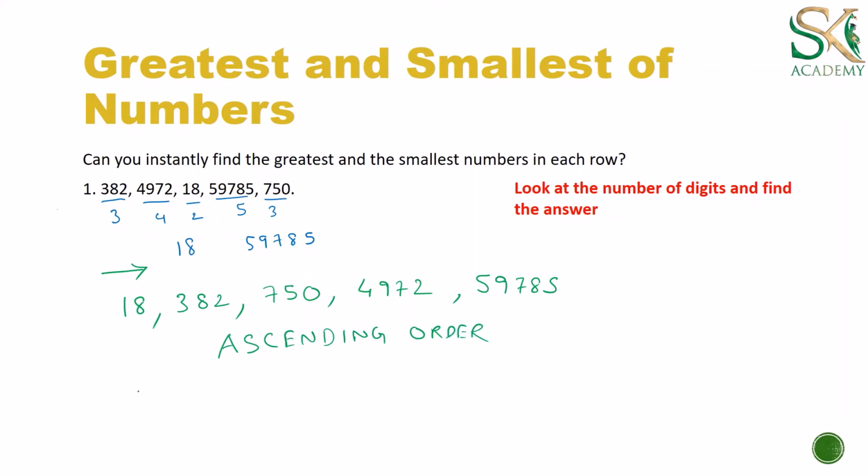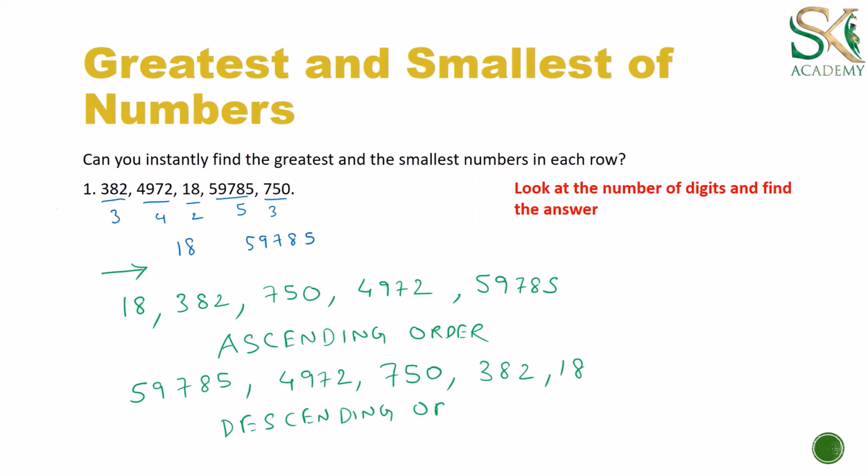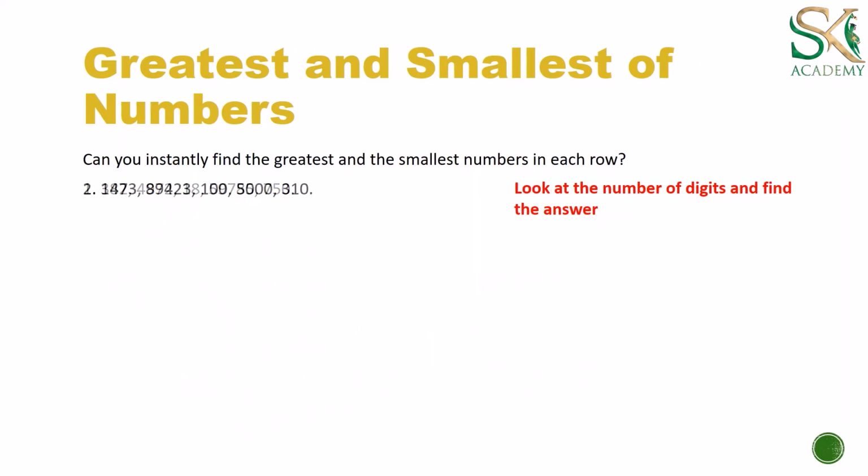Whereas if you write like this, 59785, 4972, 750, 382, 18, then we call it descending order. Now what you can do is do this exercise for all of these.